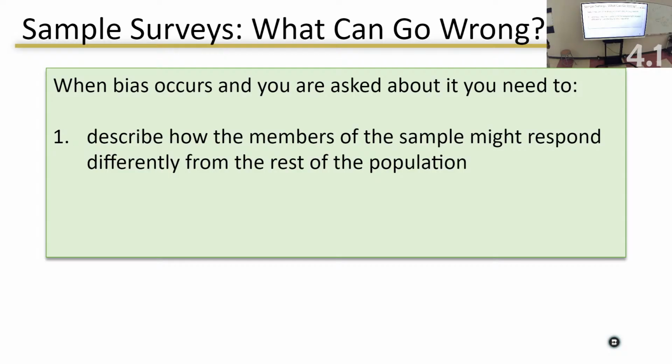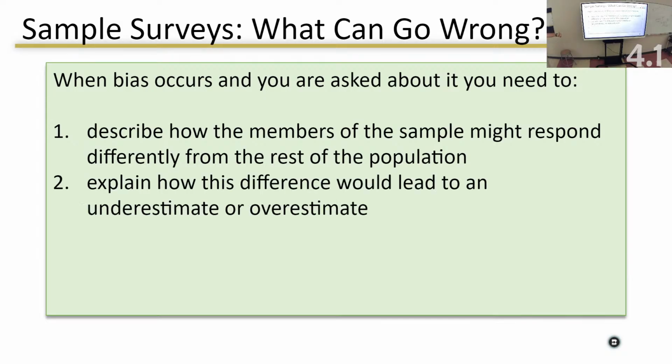Okay, when you're asked about bias, because you will be asked for bias on the first chapter. The first chapter test will have bias in it, no doubt. Okay? You will describe how they might respond differently than the truth. Right? How they might respond differently. You want to explain how this difference is going to lead to an over or underestimate. So again, we're going back to driving to school.